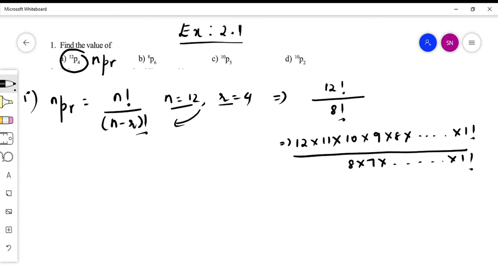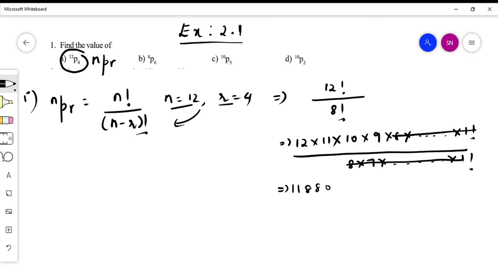Okay, so now see the numerator part and denominator part. From 8 here you have common terms. So I will cancel out 8, 7, 6, 5, 4, 3, 2 and 1 factorial, similarly the value which is there in the denominator. Okay, so after cancelling out the terms, I get this as what? 12 into 11 into 10 into 9. So the value for this is equal to 11,880. I hope this is understood.